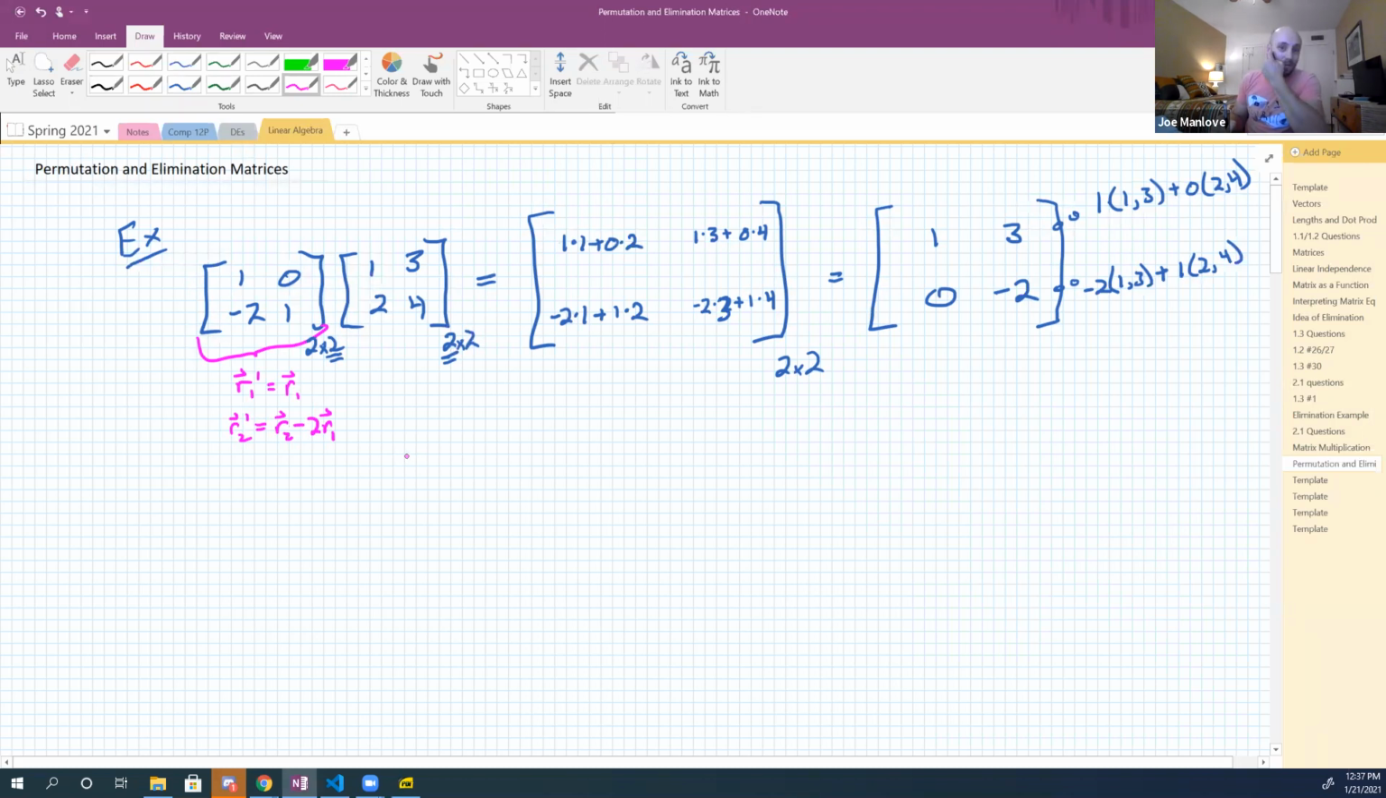Now, this feels a little bit weird, right? Why do I care? Remember that sometimes we're going to be trying to solve equations. So the other day, one of the equations I wanted to solve was x plus 3y is 9 and 2x plus 4y is 14.